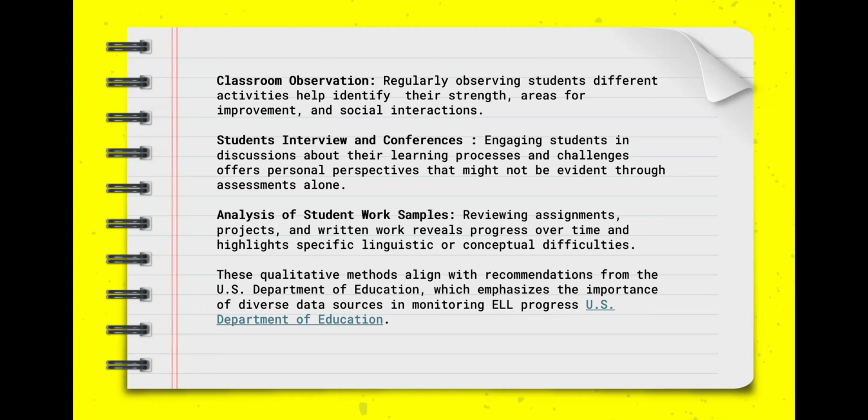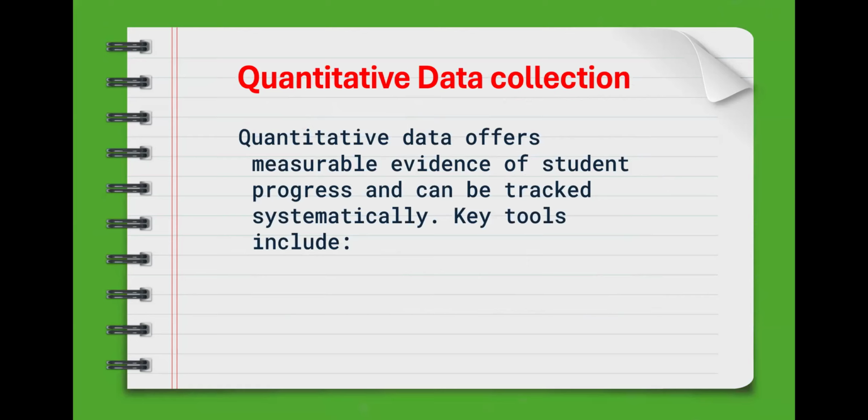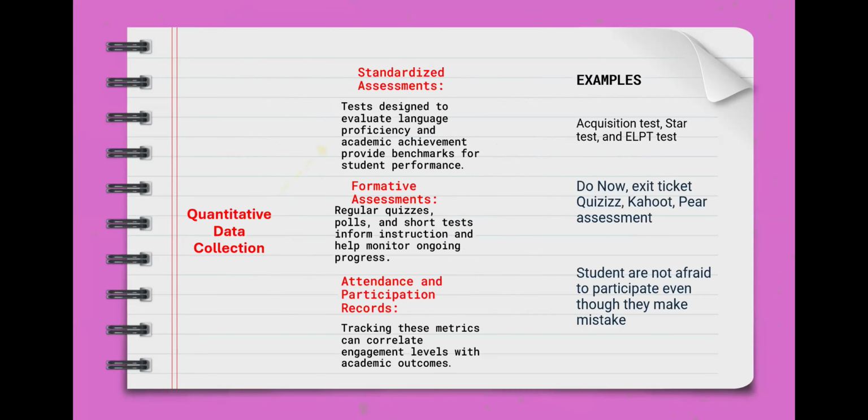This qualitative method aligns with the recommendation of the United States Department of Education, which emphasizes the importance of diverse data sources in monitoring ESL progress. Quantitative data offers measurable evidence of a student's progress and can be tracked systematically. Some key tools include standardized assessments, tests designed to evaluate proficiency and academic achievement, which provide benchmarks for student performance.